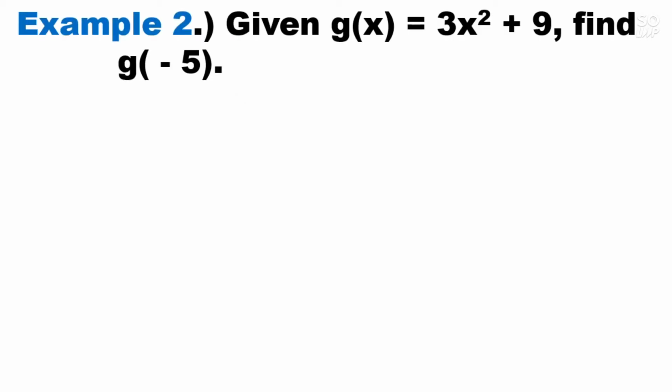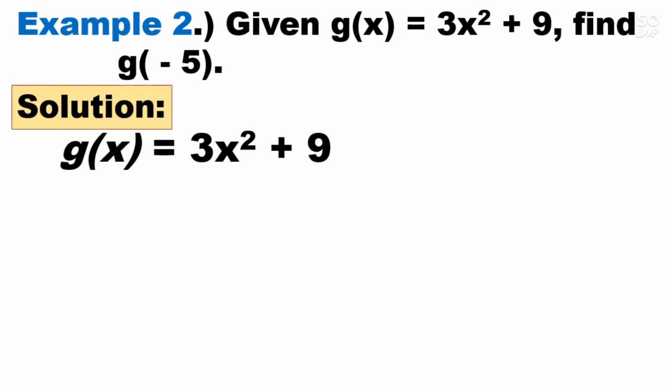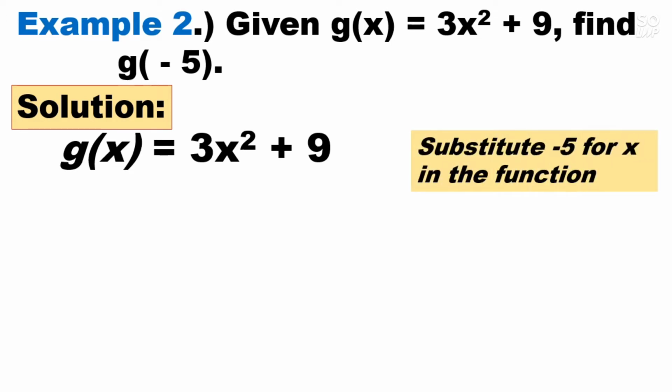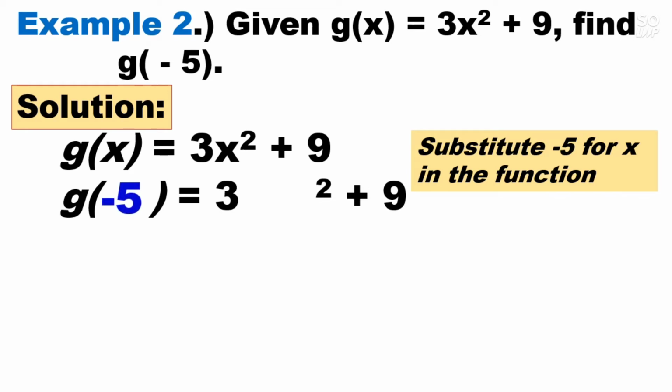Okay, next let's have number 2. Given g of x equals 3x squared plus 9, find g of negative 5. Okay, and this is the solution. We have g of x equals 3x squared plus 9. And then, we substitute negative 5 for x in the function. Okay, papalitan natin yung mga x ng negative 5. So, now we have g of negative 5 equals 3 times negative 5 squared plus 9.